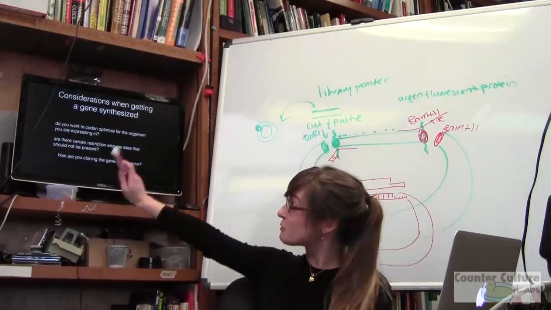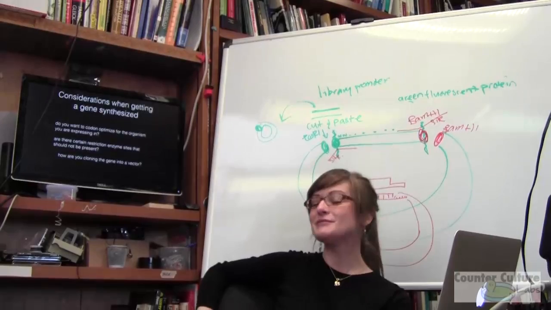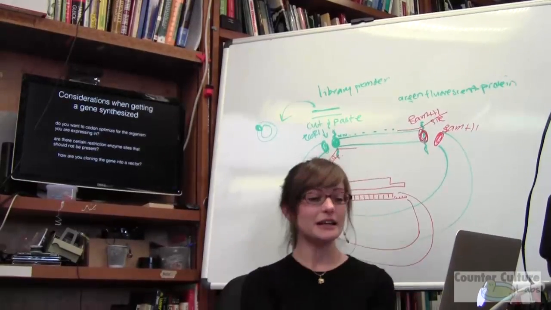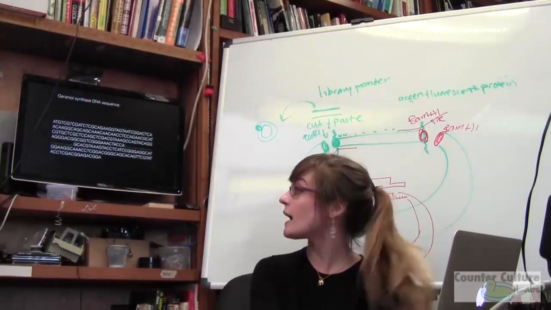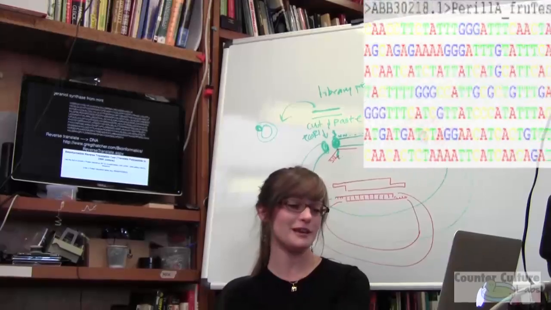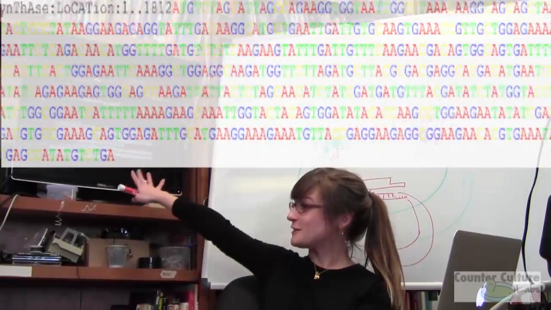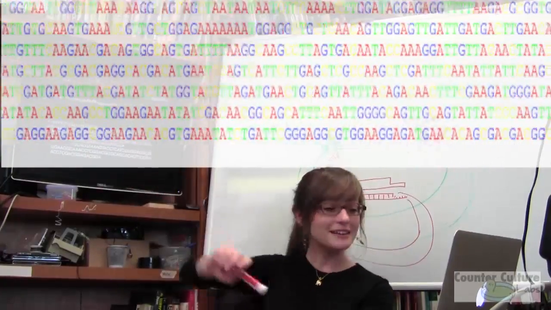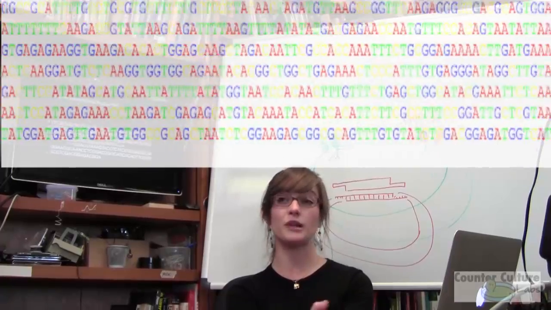So that was point number one: do you want to codon optimize for the organism you are expressing in? Thank you for bringing that up. Okay, so when you put it in this reverse translate tool, you get out your DNA sequence, and it is much longer than what you see on the screen, represented by the dots, but you can take your gene sequence and play around with it.